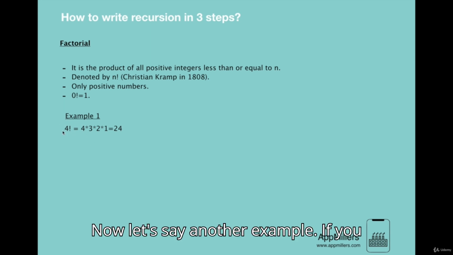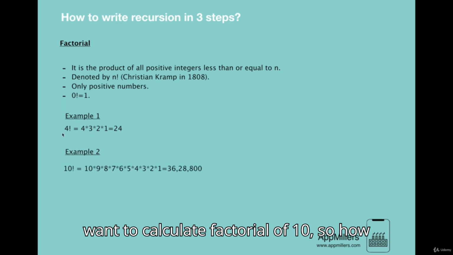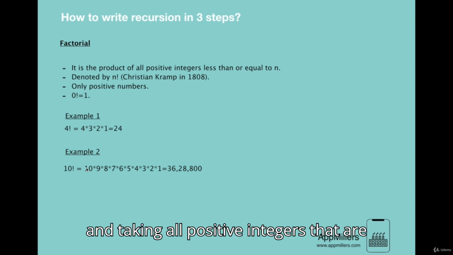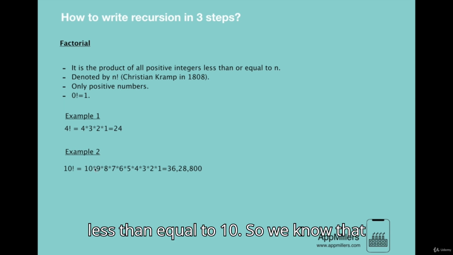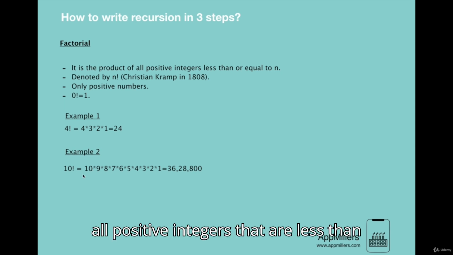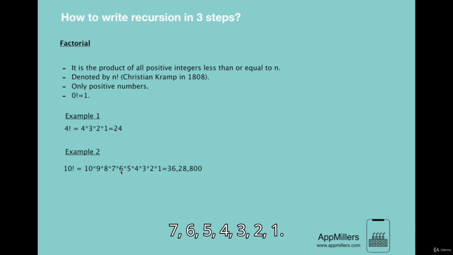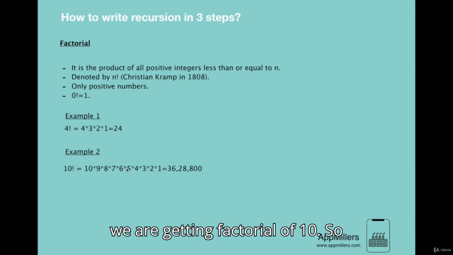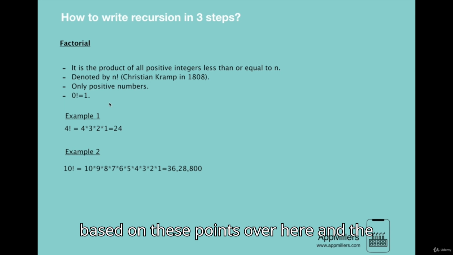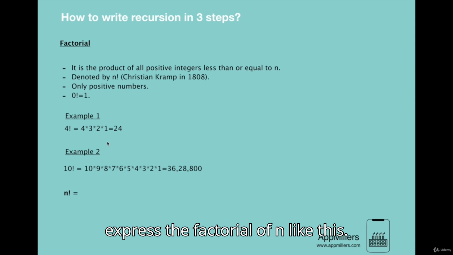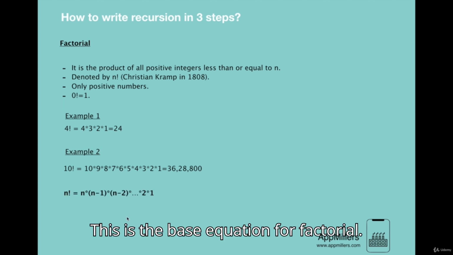Now let's see another example. If we want to calculate the factorial of 10, how do we do that? Again, we start from 10 and take all positive integers that are less than or equal to 10. So we know that these start from 10, 9, 8, 7, 6, 5, 4, 3, 2, 1. If we multiply all of these numbers, we get the factorial of 10. Based on these points and the examples that we provided here, we can express the factorial of n like this. This is the base equation for factorial.